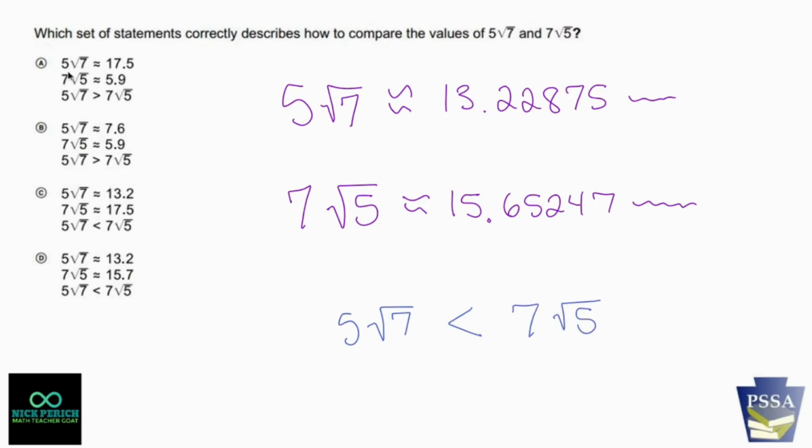So which one of these match up? 5 root 7 is 7? Nah. 5 root 7 is 13.2-ish. Yes. 7 root 5 is 17? No, it wasn't C. So 5 root 7 is 13.2-ish, 7 root 5 is 15.7-ish, and 5 root 7 is less than 7 root 5. The answer is D, baby.